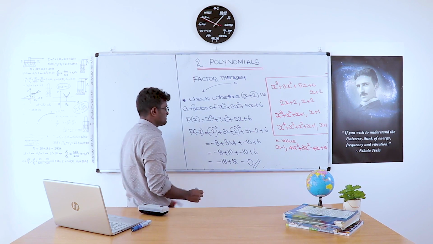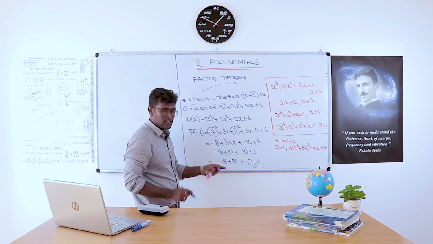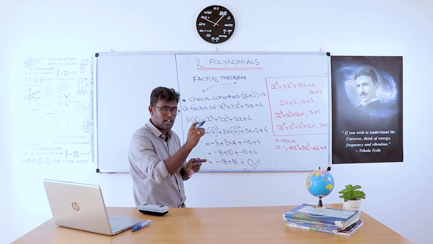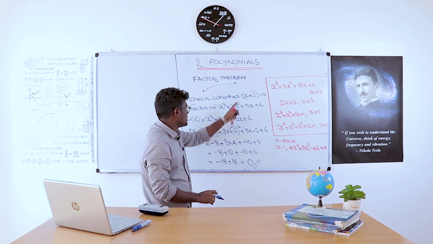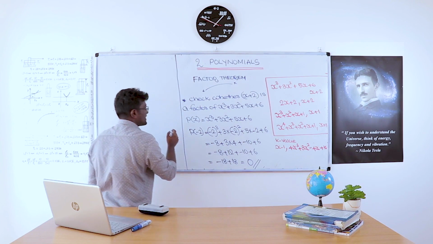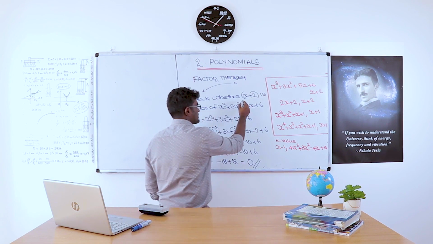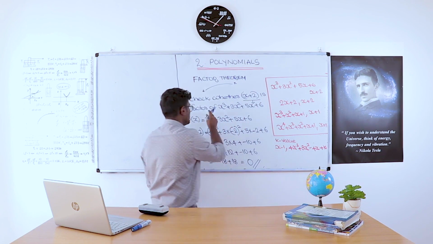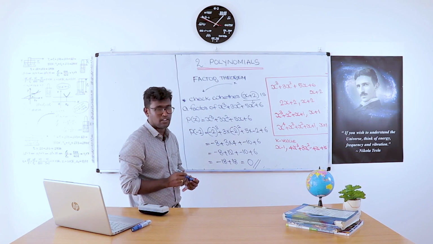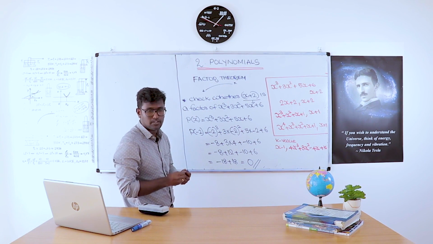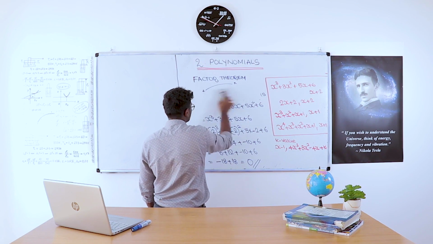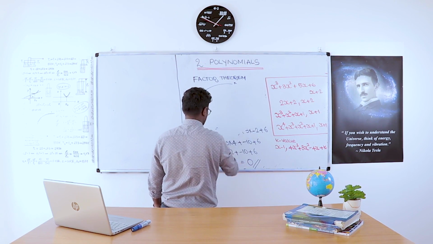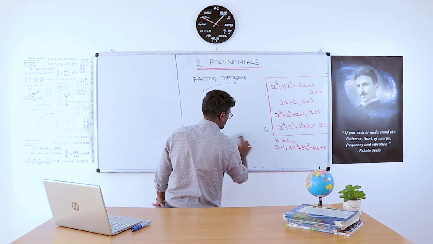That means p of minus 2 is 0, which means the remainder is 0. When the remainder is 0, it is a factor. That means x plus 2 is a factor of this polynomial. Okay, next one.